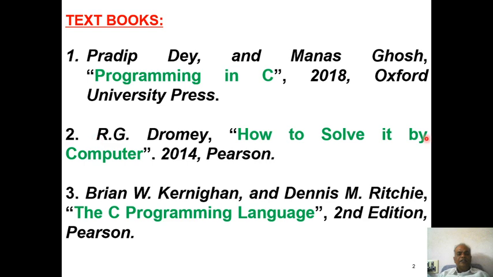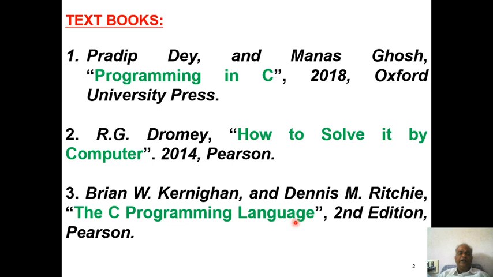The second textbook is How to Solve It by Computer, which relates to the second unit. The second unit syllabus is covered by the second textbook, RG Dromey's How to Solve It by Computer. The third textbook is The C Programming Language by Dennis Ritchie. You can also refer to Balagurusamy and Yashwant Kanetkar.